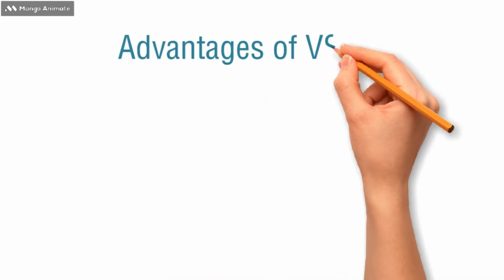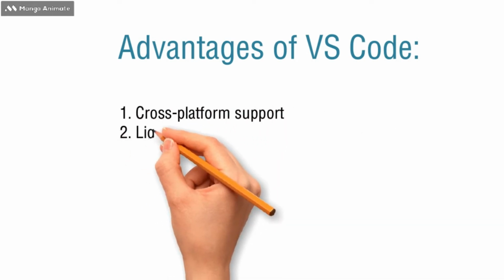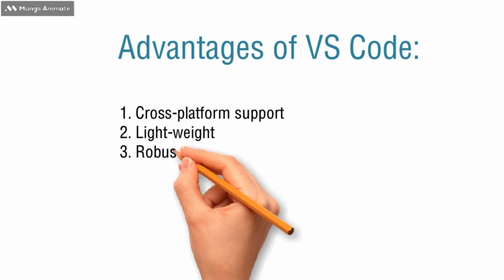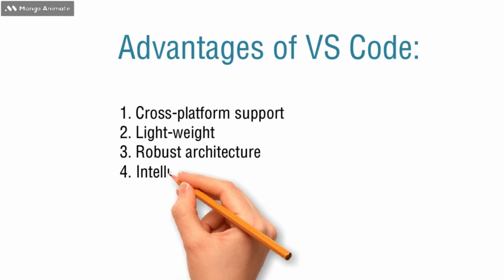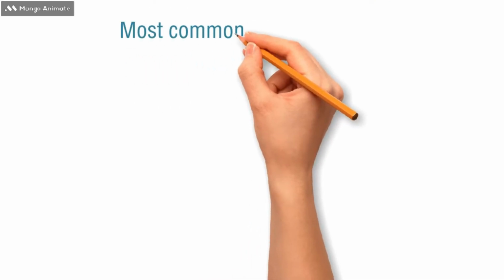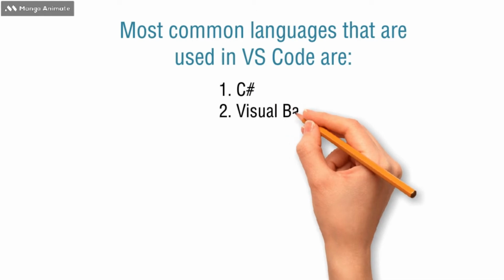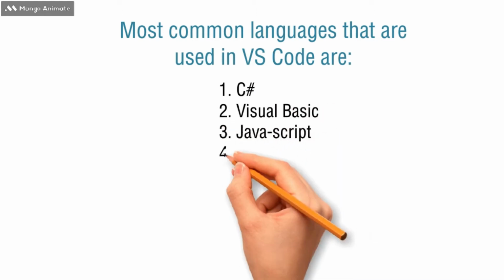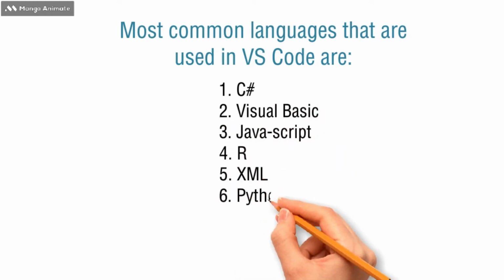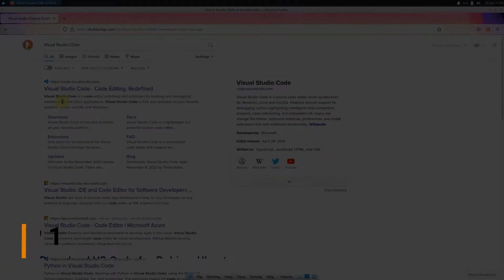Advantages of VS Code. 1. Cross-platform support. 2. Lightweight. 3. Robust architecture. 4. IntelliSense. 5. Free of cost. Most common languages that are used in VS Code are C#, Visual Basic, JavaScript, R, XML, Python, CSS, Go, Perl.